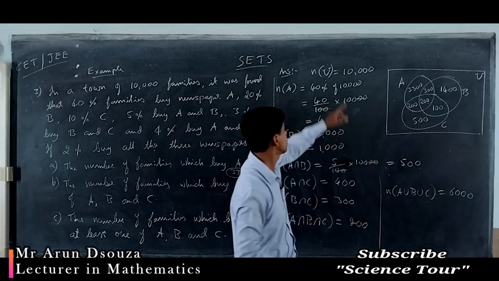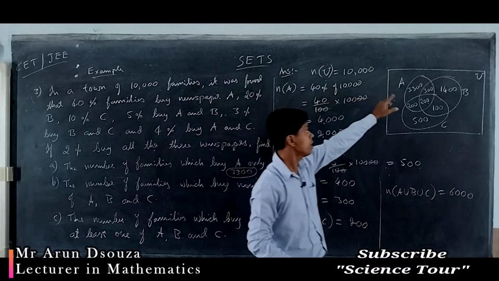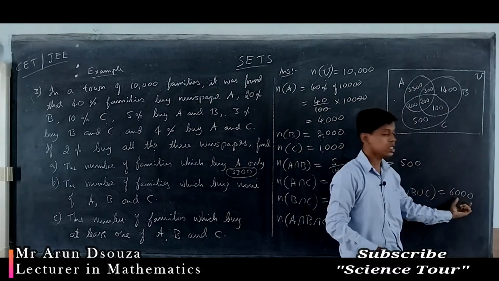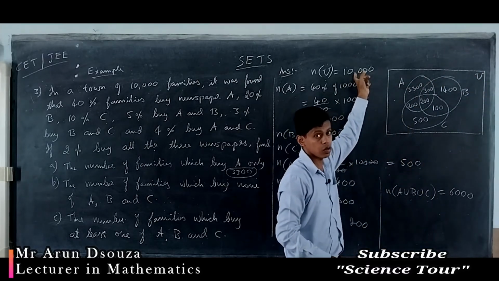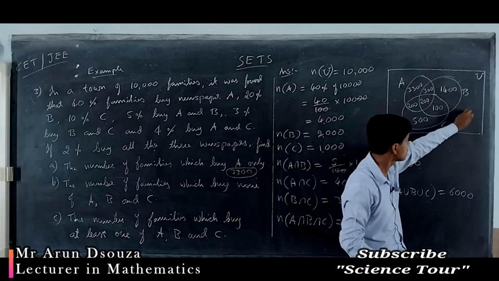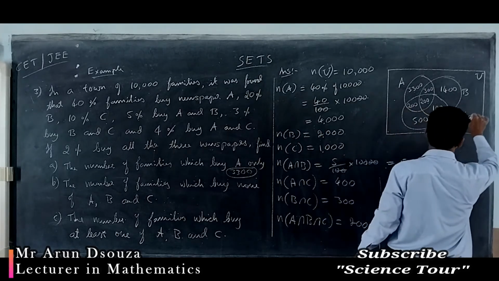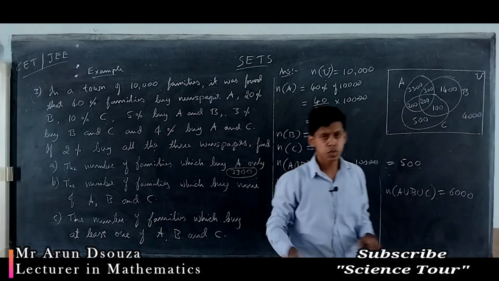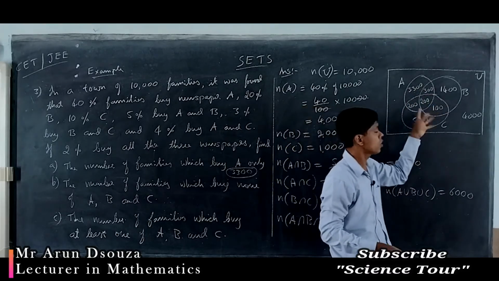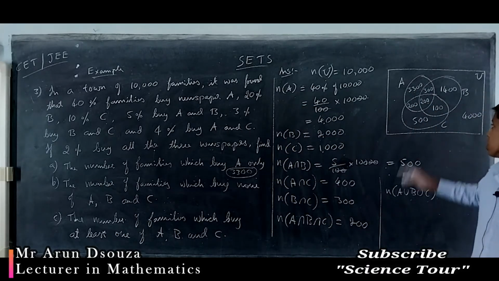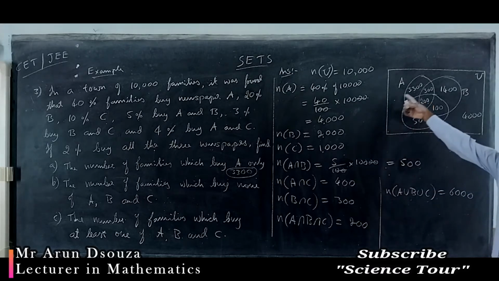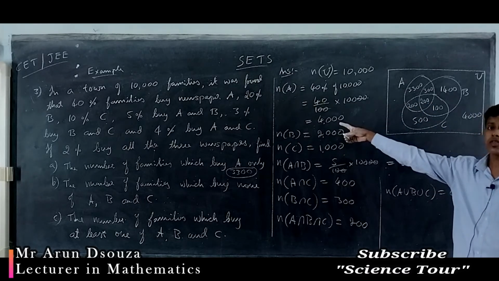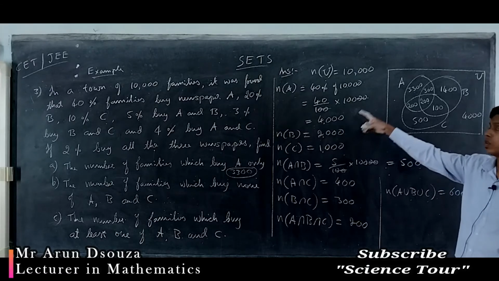What is n of universal? 10,000. Now how many are inside these circles? 6,000. In the rectangle how many are there? In the rectangle 10,000 are there. So how many are outside the circle? 4,000. 4,000 don't buy any newspaper. Only 6,000 read A, B or C, or both of them, or all the three. So this is the way you can find. If you add these numbers, that is union actually, because we have already separated them. You don't have to use the formula now.